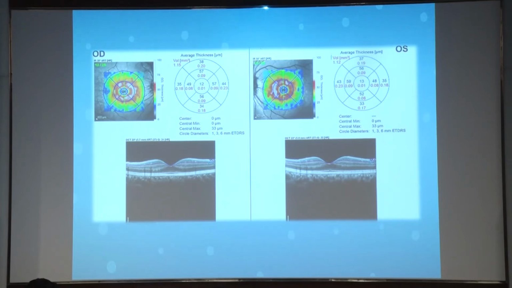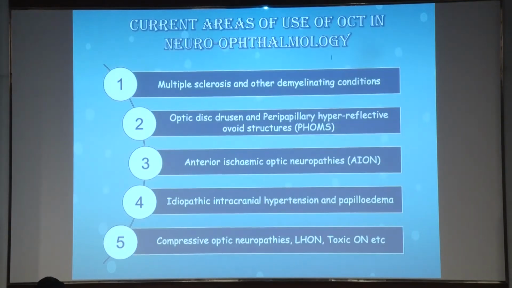In the Spectralis OCT available at our center, we can even do a volume analysis in addition to the thickness analysis. So what are the uses of OCT in neuro-ophthalmology at present? First is in multiple sclerosis patients. In addition, we can use it to differentiate optic disc drusen from papilloedema. We can use it in patients with ischemic optic neuropathies, in patients with IIH or papilloedema, and additional uses include compressive optic neuropathies, LHON, or toxic optic neuritis.